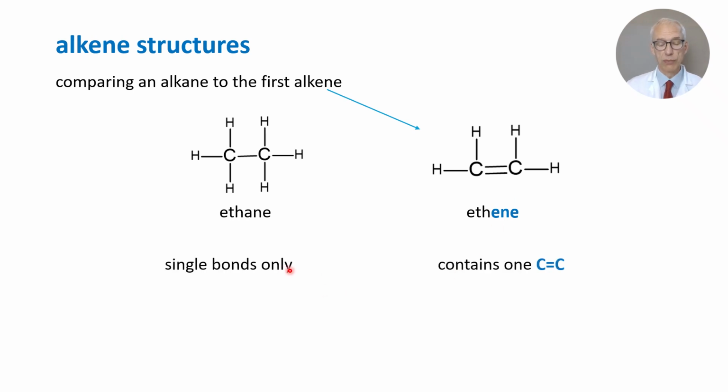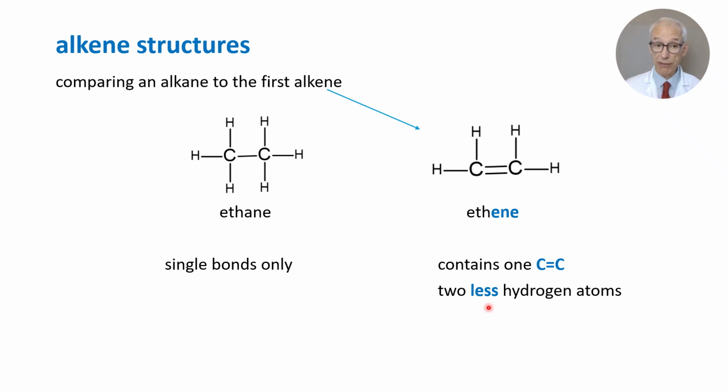Okay, so ethane consists of single bonds only, whereas ethene contains one carbon double bond carbon. Ethene has two fewer hydrogen atoms than ethane.